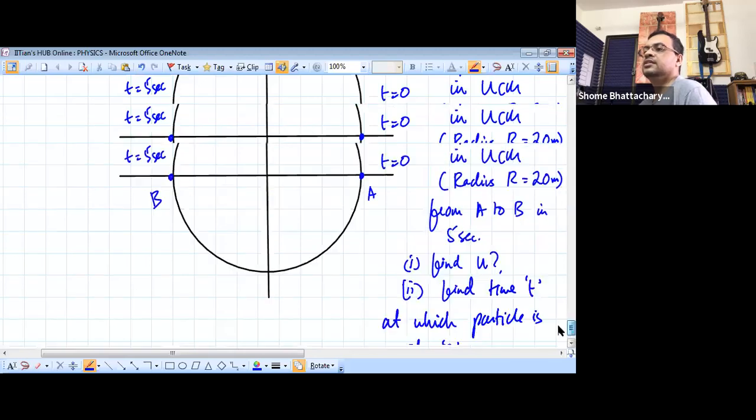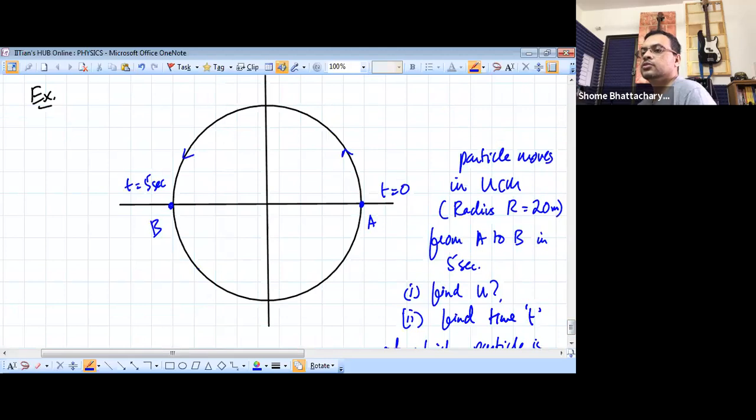Okay. Now, additionally, this point C is shown to us. It is over here. Now, this point C is such that if we join C with the center of the circular motion, then this angle is in fact 45 degrees. Work this question out.